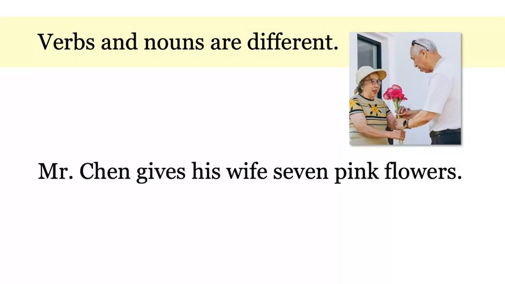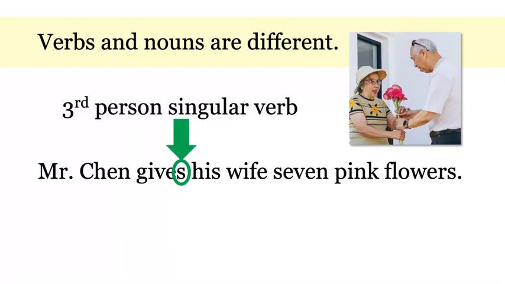Verbs and nouns are different. They have different rules. Let's take a look. So in this sentence, Mr. Chen gives his wife 7 pink flowers. Look at this S on gives. This S is for 3rd person singular verb. But look over here, we have an S here on flowers. This S is for a plural noun. We have 7 pink flowers. The uses are different, but some of the spelling rules look the same. Let's look.